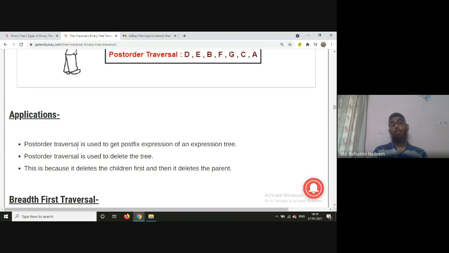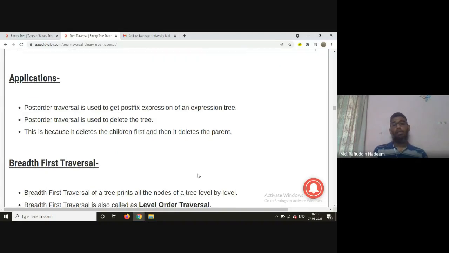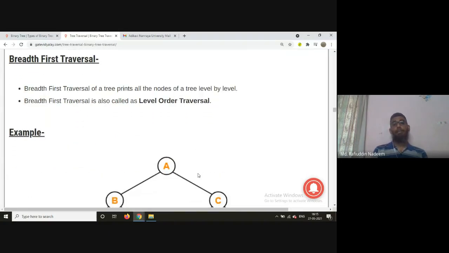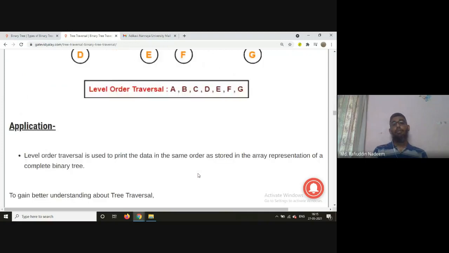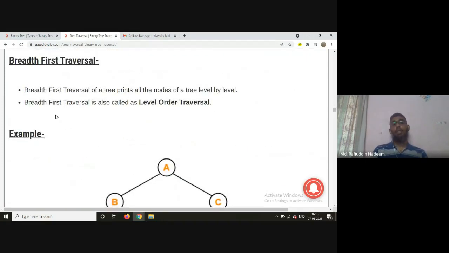It is also used to delete a tree. If you want to delete a tree, then you can go for this post-order traversal using delete tree. This is because it deletes the children first, then it deletes the parent. So those are about the depth first search.